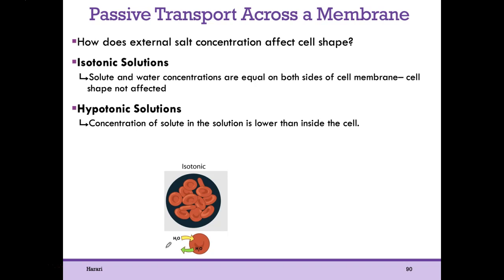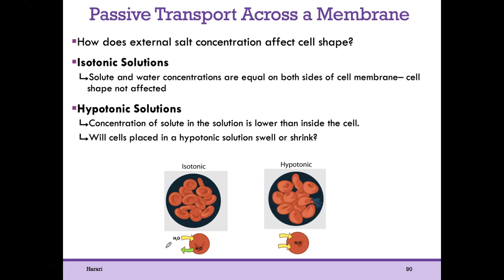If I were to place the red blood cells in a hypotonic solution, that means the solution has less salt, right? The solute on the outside is lower than on the inside of the cell. So what do you think is going to happen in that case? If I place my red blood cell into a solution that's not very salty, what's going to happen? Will it swell or shrink? Well, a hypotonic solution will swell.